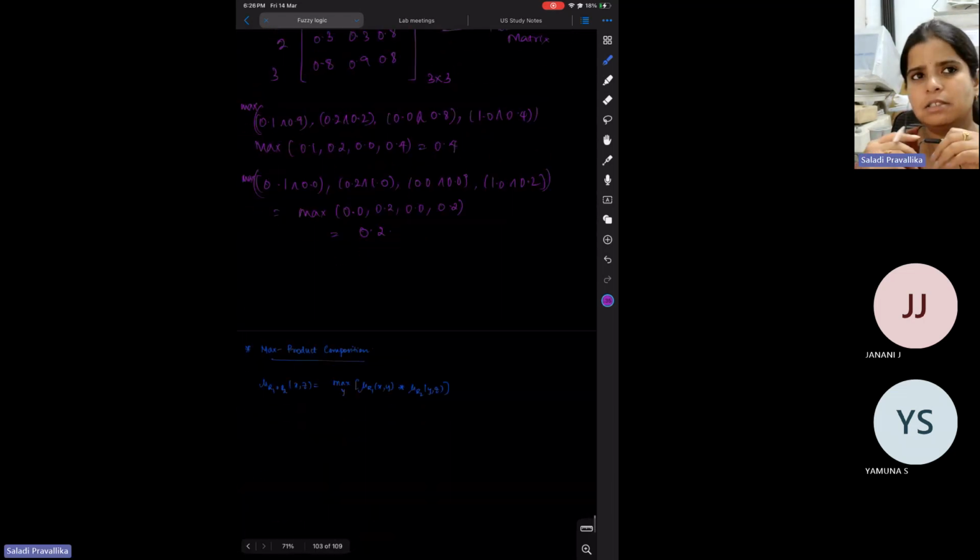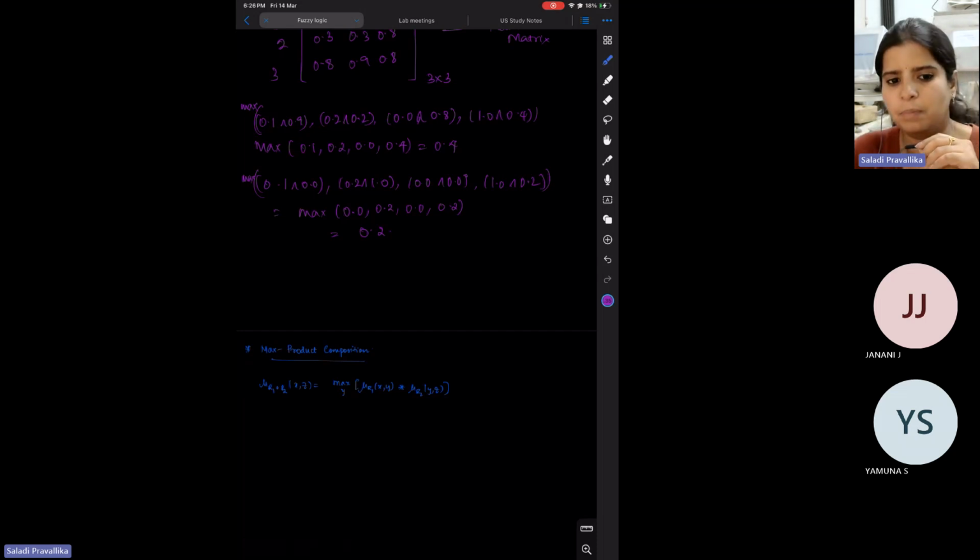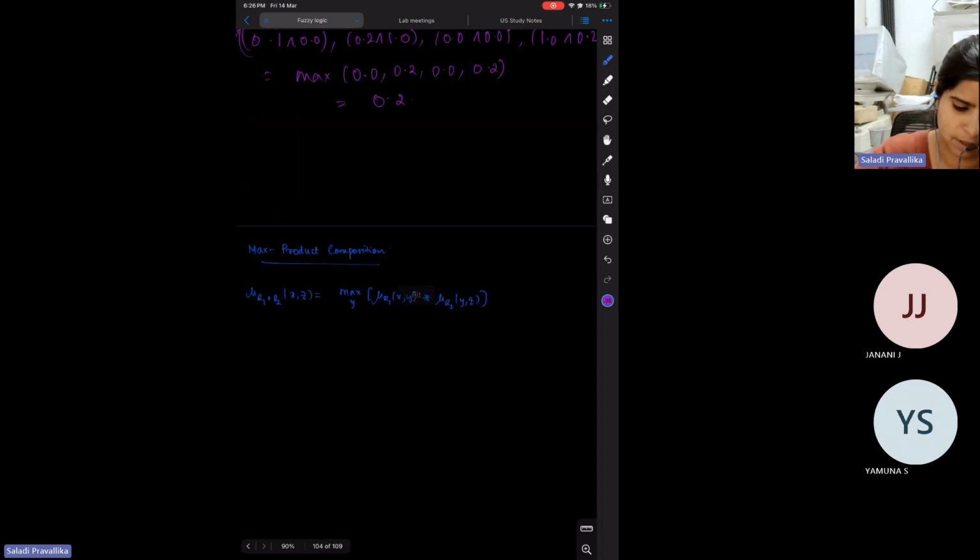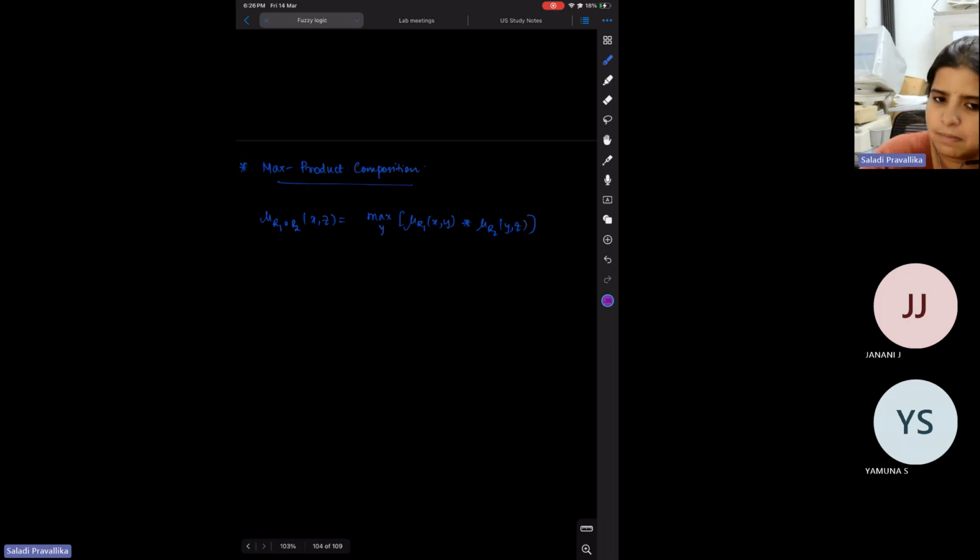Okay. So that is all for max-min composition. So in place of min, now if we are going to take a product, then it's going to be max-product composition. Right? So the entire procedure is going to be the same, except for the fact that instead of using intersection, we are going to use multiplication. Okay, but every other thing is going to be the same. So for the membership value of R1 o R2 for x comma z, it's going to be max over y of mu R1 multiplied by mu R2, where R1 is the relation between x and y, and R2 is the relation between y and z.